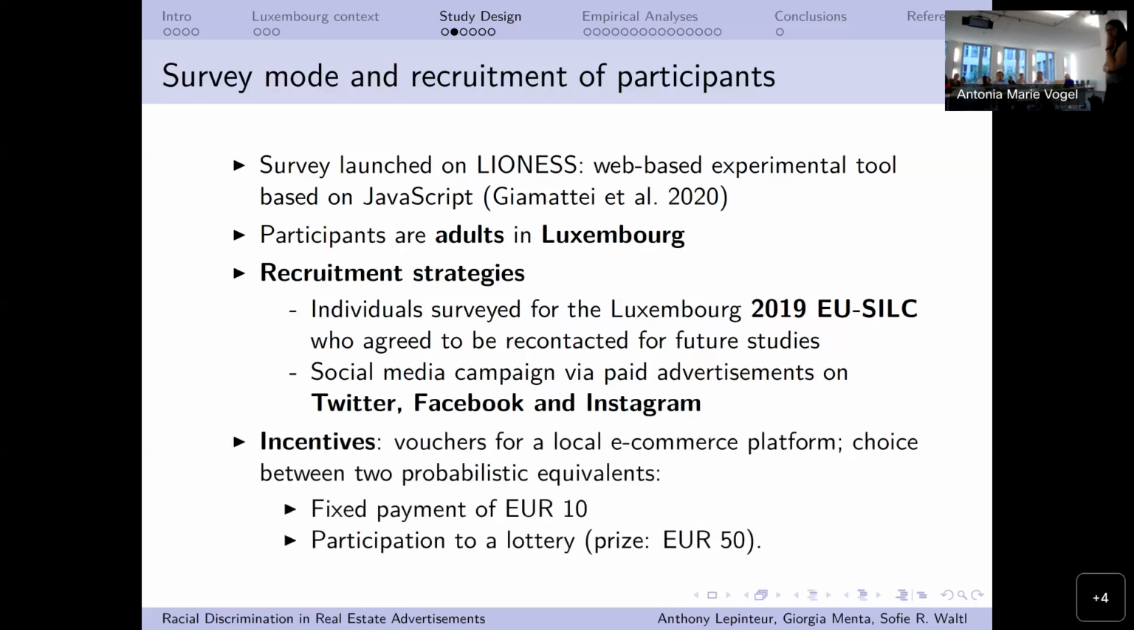We incentivized participation by promising them that they can earn vouchers for a local e-commerce platform. It's called Let's Shop, and that actually pools very small retailers all across the country. So from your favorite winery, you can then order your cremant directly from them. They get vouchers, and they choose whether for this roughly 10-minute survey, so really short, they just get something like 10 euros fixed, or they participate in a lottery where they can earn up to 50 euros, and people just choose what they prefer.